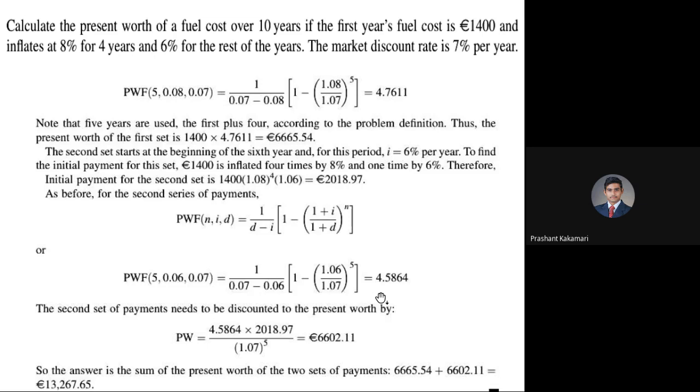What they're doing now, 4.5864 into the initial cost of fuel, what is required at the sixth year, 2018.97. Okay, so this will give you the present worth value for the next 5 years. This is the value, and discounting is again 7%. With discounting, what they have done, they have divided this by 1.07 raised to 5. So that will give around how many euros? 6602.11.